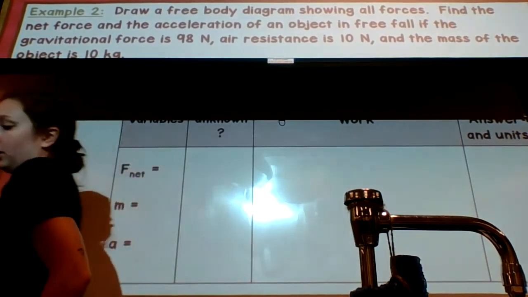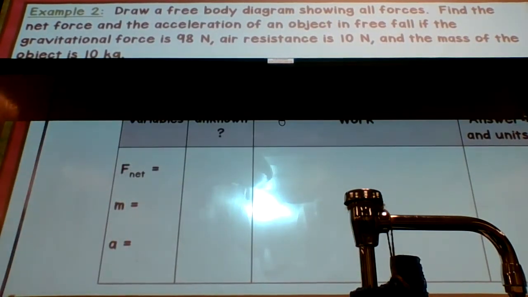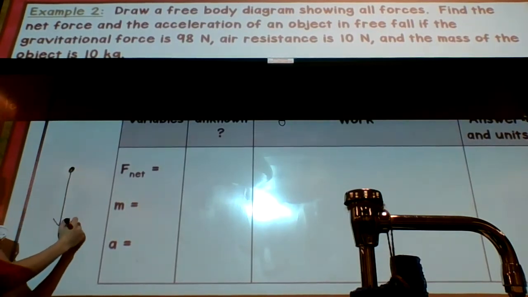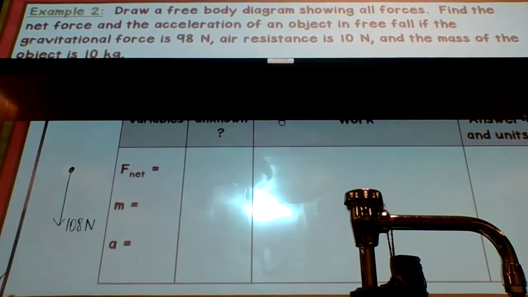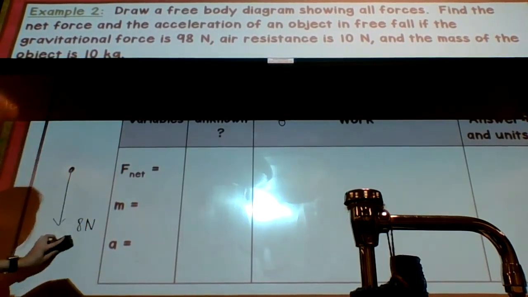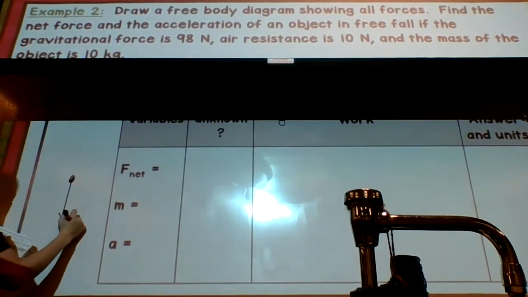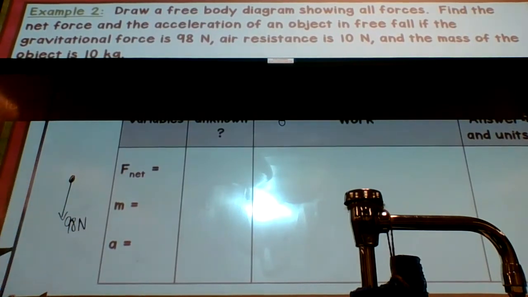All right, looking at this next one. Draw a free body diagram showing all forces, find the net force, and so on. In free fall, if the gravitational force is 108 newtons, all right, so here's my dot. Gravitational force is 108 newtons. Did y'all say 108 or 98? 98. Sorry, y'all says 98. My bad. That was my fault. 98 newtons.